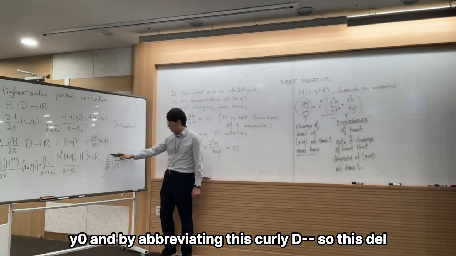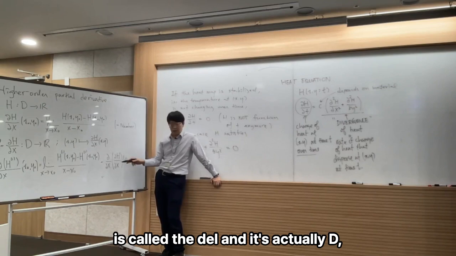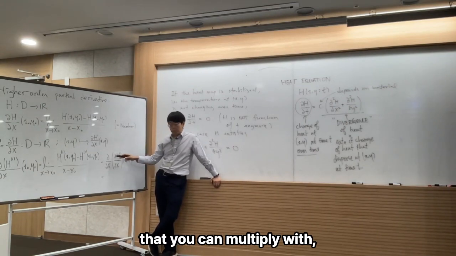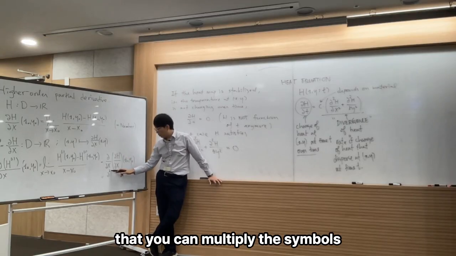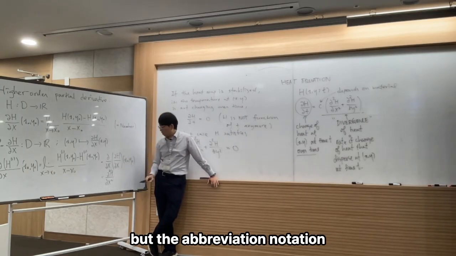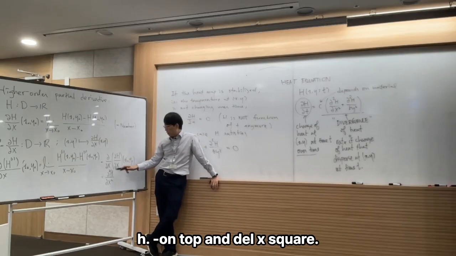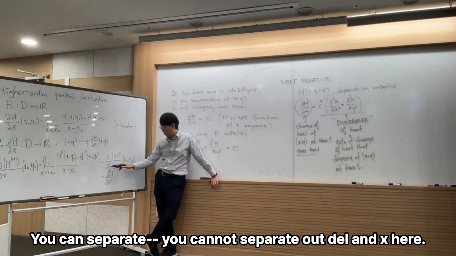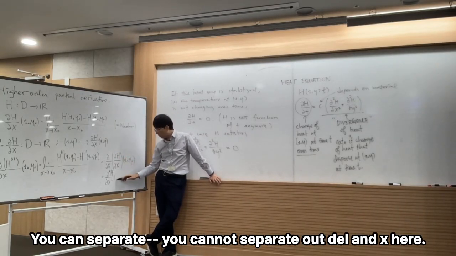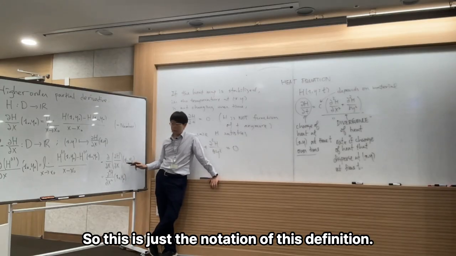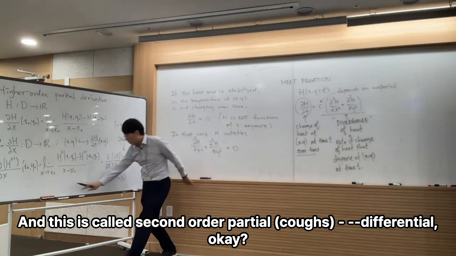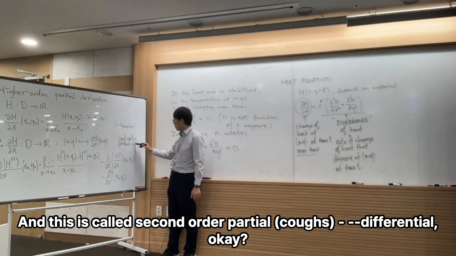And by abbreviating this curly d, this del, it's called the del, and it actually comes from d, and can be considered as a symbol that you can multiply with. So it's kind of a funny thing that you can multiply the symbols, but the abbreviation notation is you put del square h on top and del x square. So here the del is a separate thing, and this del x is one thing. You cannot separate out del and x here. So this is just the notation of this definition. And this is called second order partial differential.